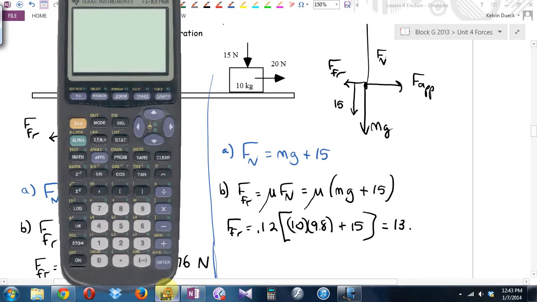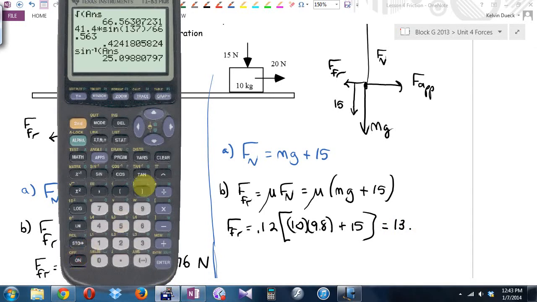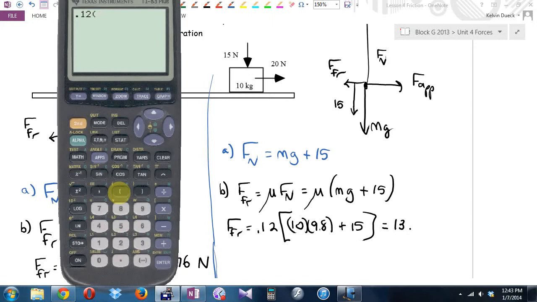Oh, great question. You would go like this: 0.12, bracket. You might need a times. I don't know, but my calculator clues in. Then I would not use brackets. I never use brackets to show something times something. I only use brackets for the grouping part. So I would go like this: 10 times 9.8 plus 15.